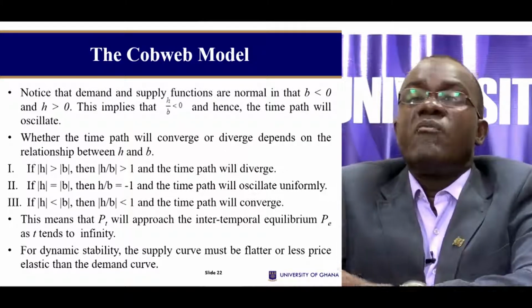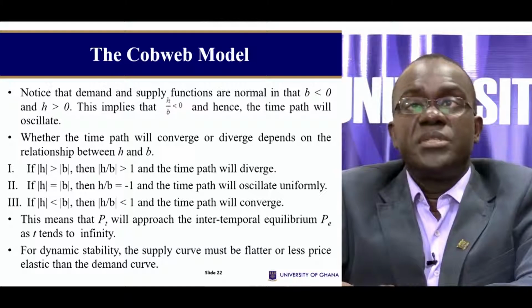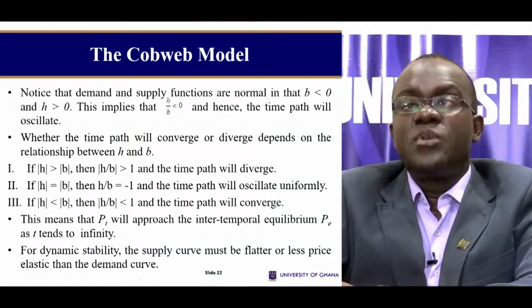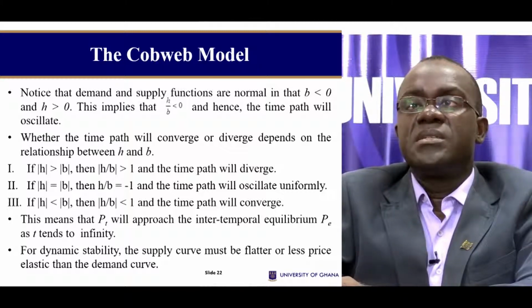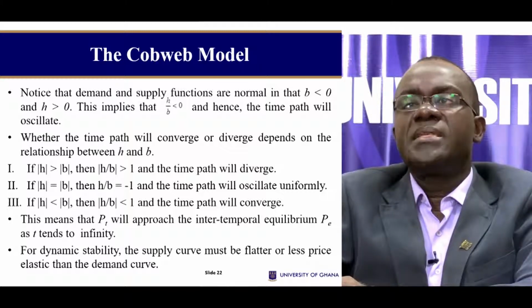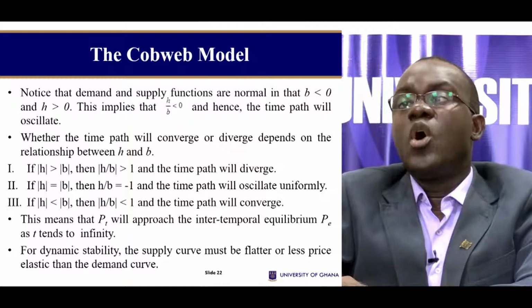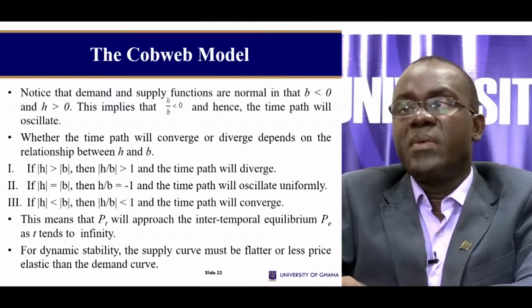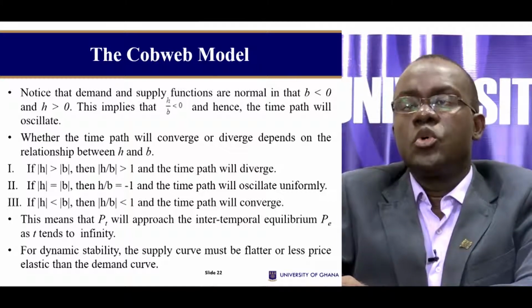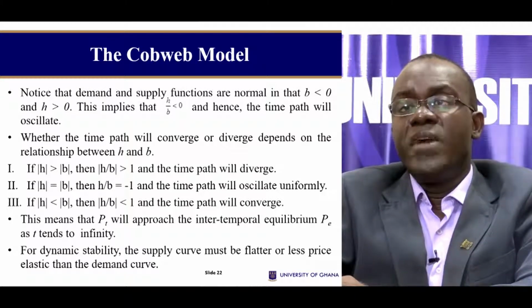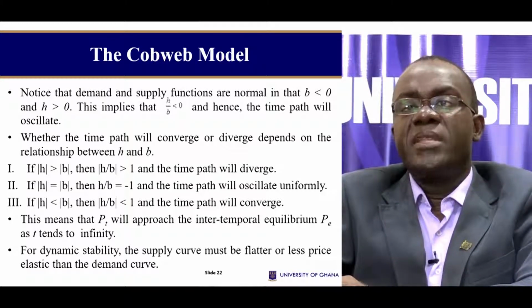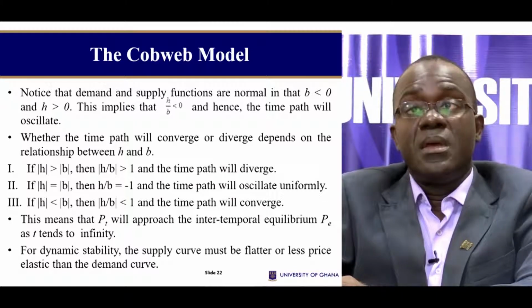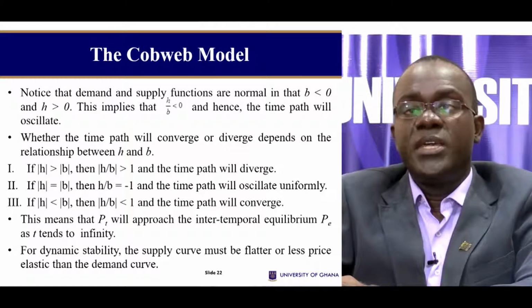But when we come to the convergence, we can have three situations, right? If the absolute value of H over B is less than 1, then we have convergence. If it's equal to 1, we have uniform oscillation. If it's greater than 1, then we have divergence, right? So whether it diverges or converges will depend on the value of H and B.